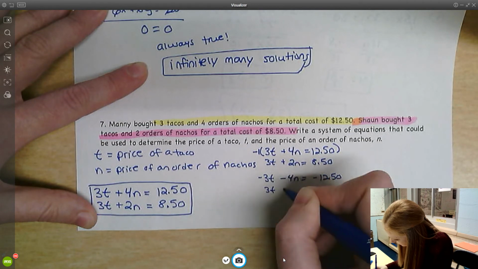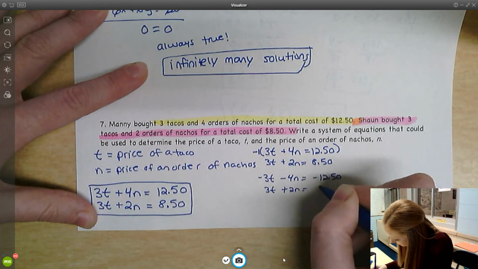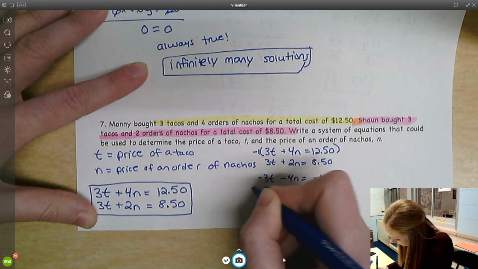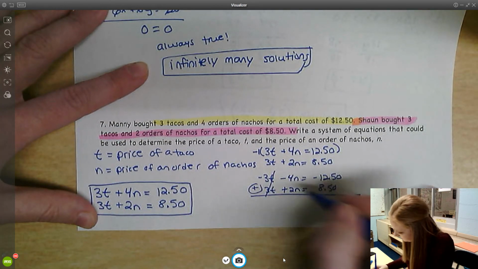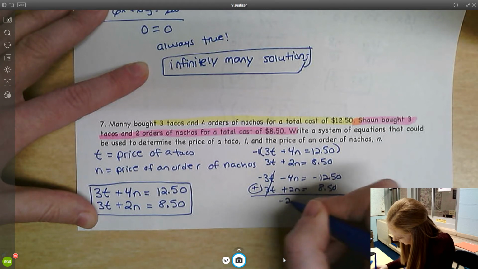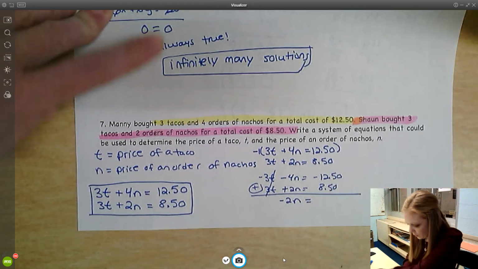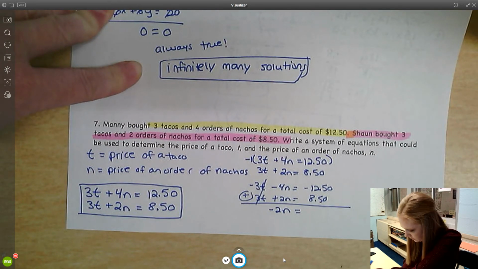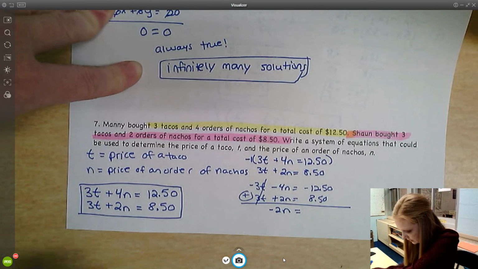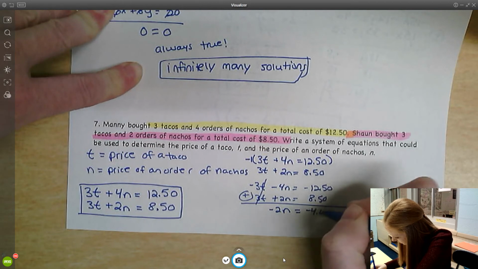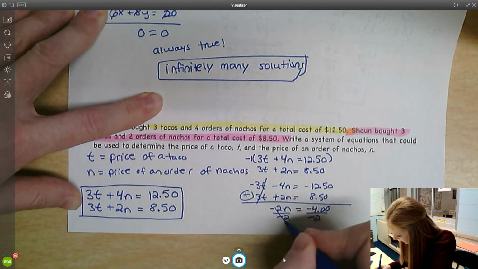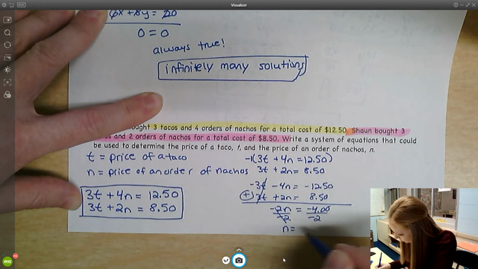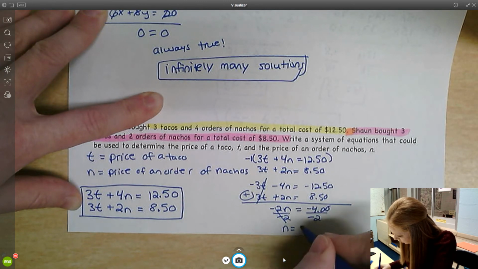And then I'm going to rewrite my second equation. Then when we add our equations together, our t's will eliminate. We add our n's together. Negative 4n plus 2n is negative 2n. And negative $12.50 plus $8.50 is negative $4. Divide both sides by negative 2, and we determine that N, so the price of nachos, is $2.